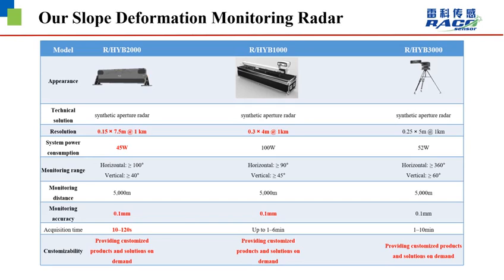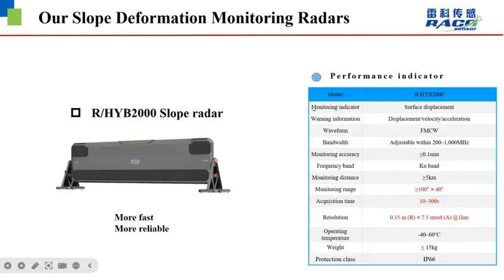There is not much difference between their parameters. They have similar range, they have similar resolution, that is, similar amount of pixels. However, electronic radar is now our flagship product. Why? Because it is faster, more reliable, very suitable for open pit mine.